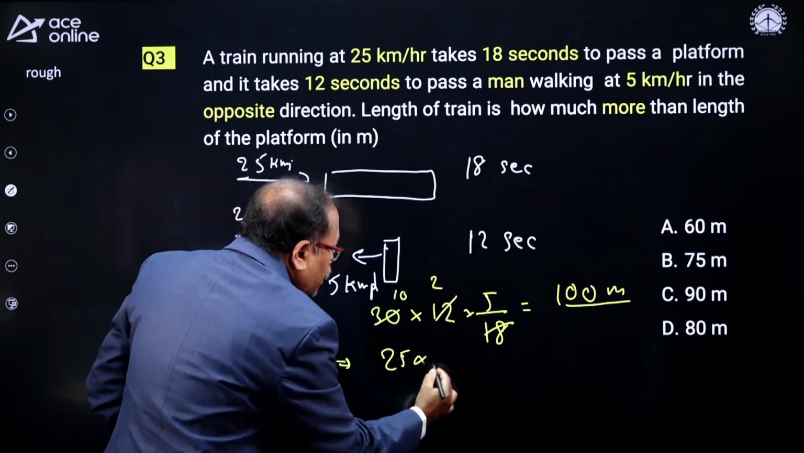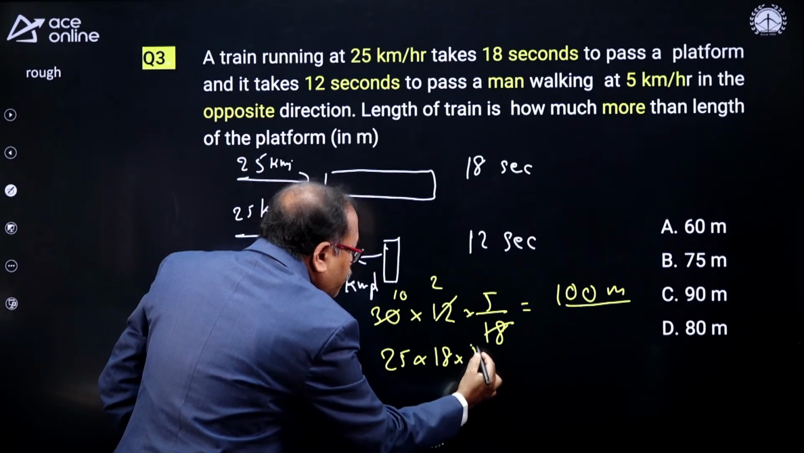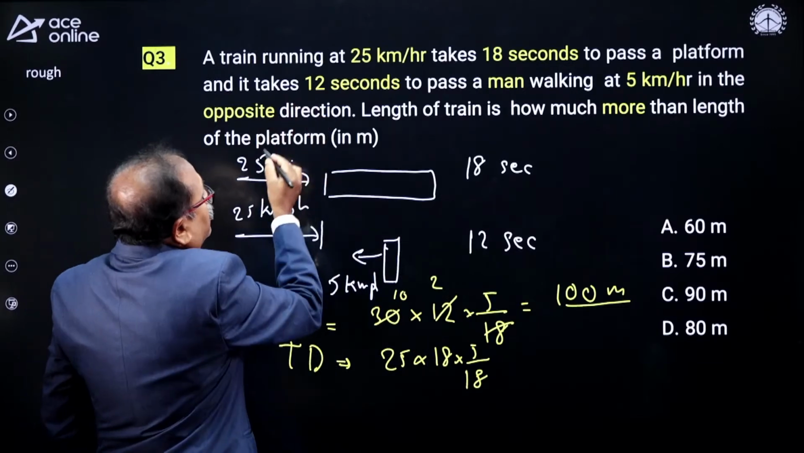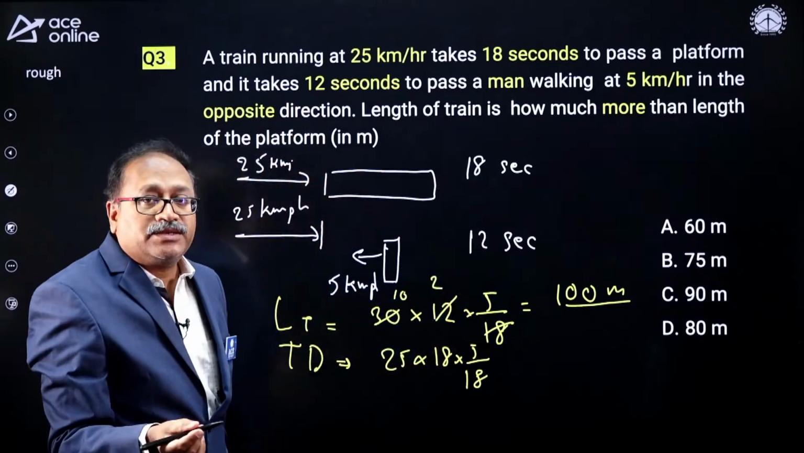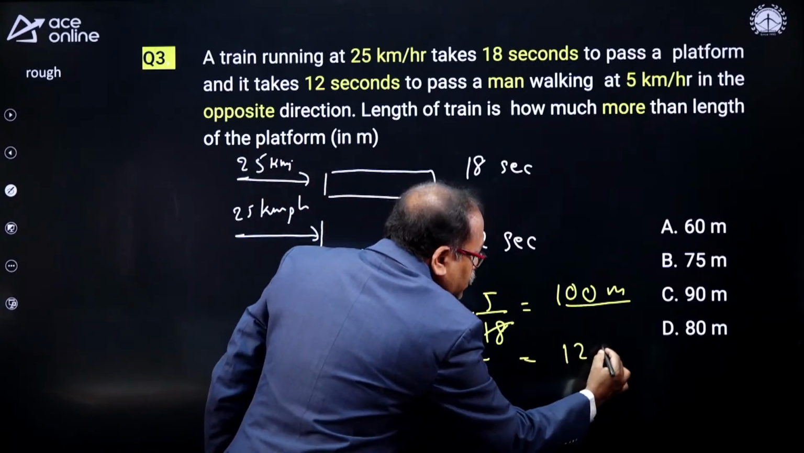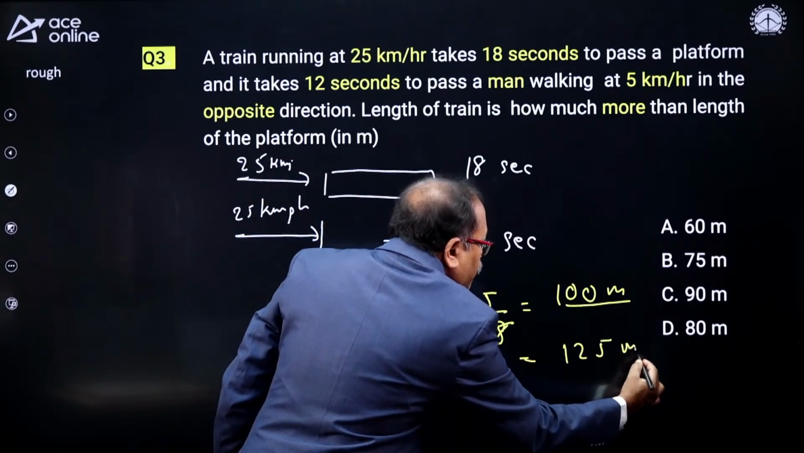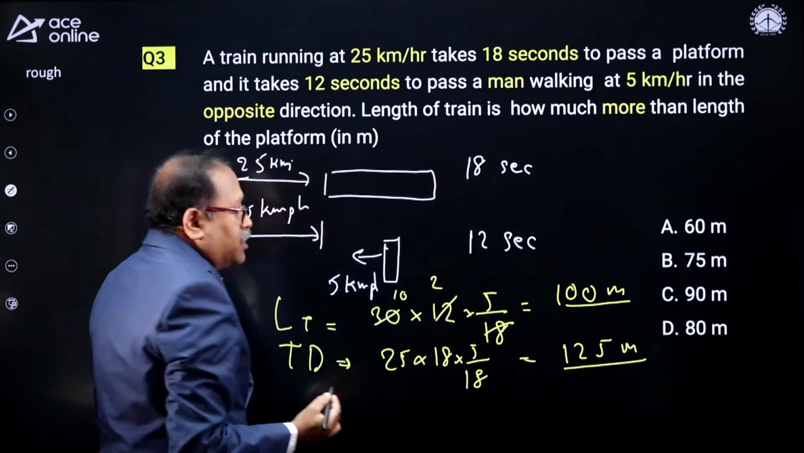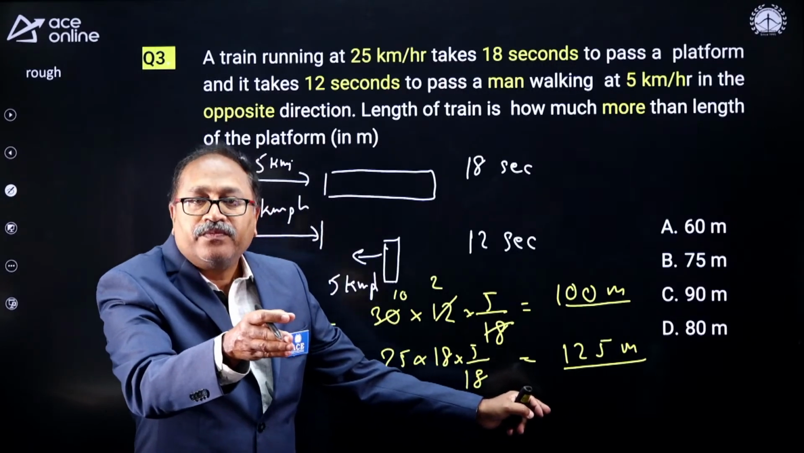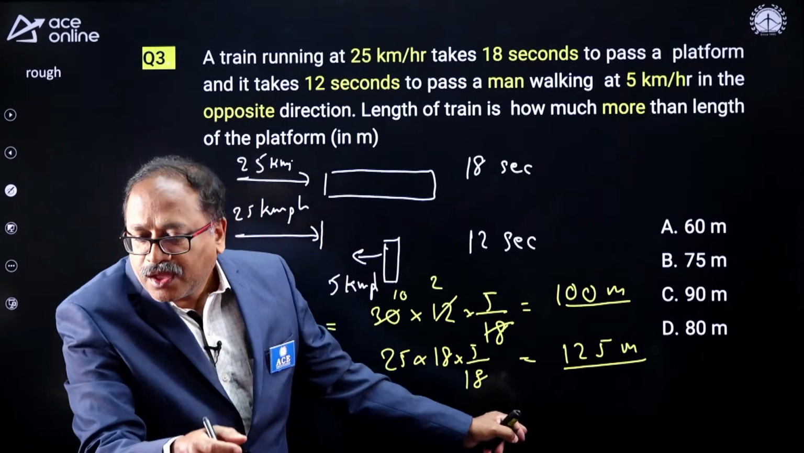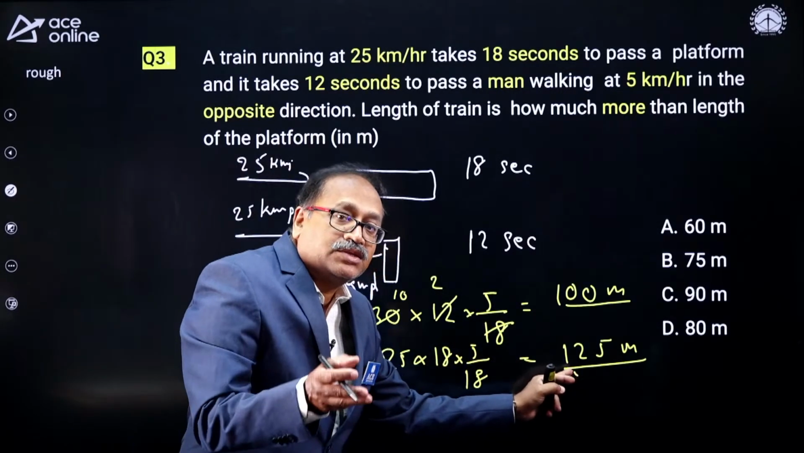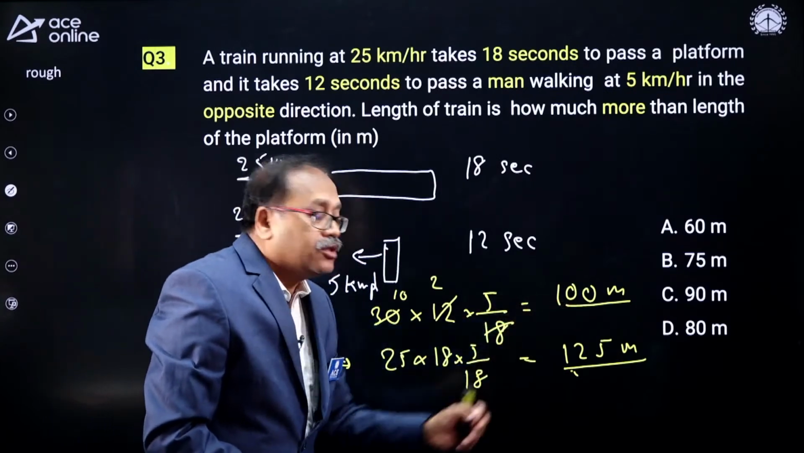So that is 25 into 18 into 5 by 18. Why 5 by 18? Because the speed is in kilometer per hour, whereas the time is given in seconds. So when you cancel this, 25 into 5, I notice that the total distance is 125 meters. Out of which, this total distance means length of the train plus the length of the platform. Am I right, my friends? Okay. So this is length of the train plus length of the platform, and this is length of the train.